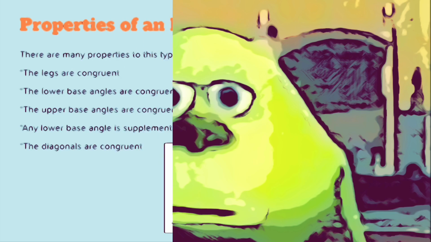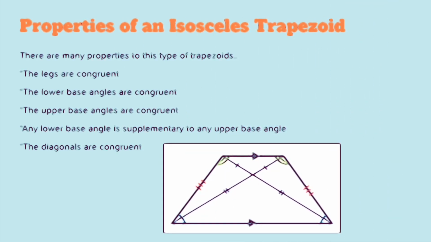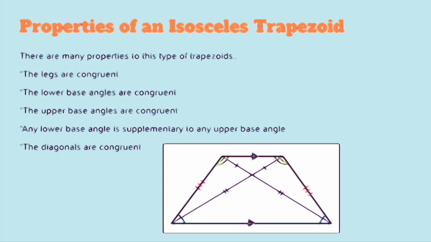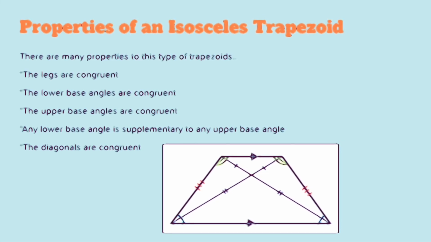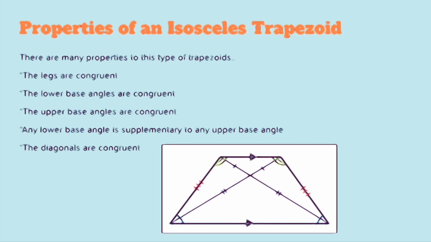Properties of an isosceles trapezoid. There are many properties to this type of trapezoid. The legs are congruent, the lower base angles are congruent, the upper base angles are congruent, any lower base angle is supplementary to any upper base angle, and the diagonals are congruent, as seen in the picture.